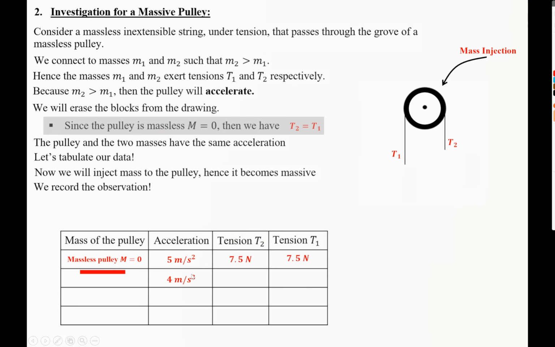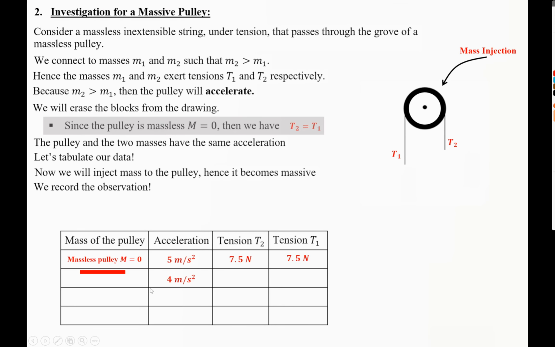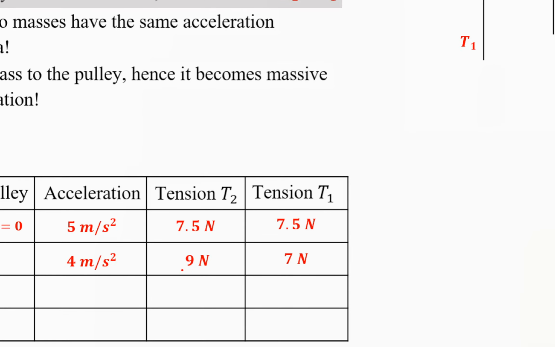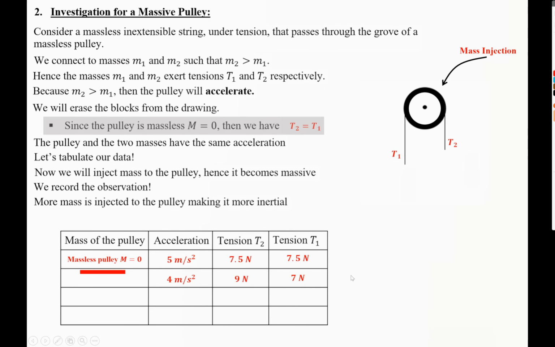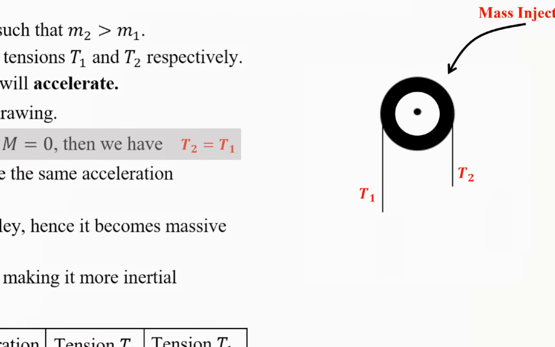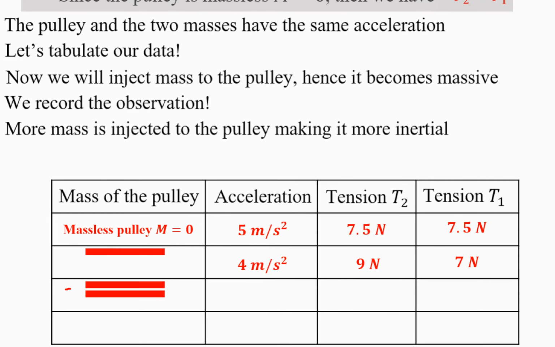Now, what will happen to the acceleration? Notice that the acceleration overall would decrease, and this is anticipated because we have injected more inertia into the system. However, if you compare the values of the tensions T2 and T1, since we have acceleration, they are not equal anymore, and there is a difference between them. Now, let's suppose we inject more mass into the pulley, making it more inertial. So we have injected more mass into the pulley, and it has been indicated by 2 bars here.